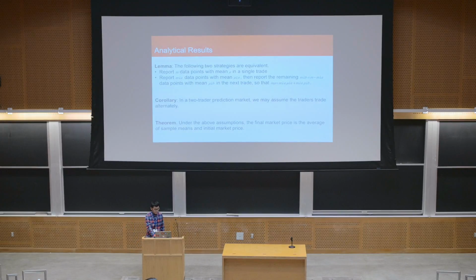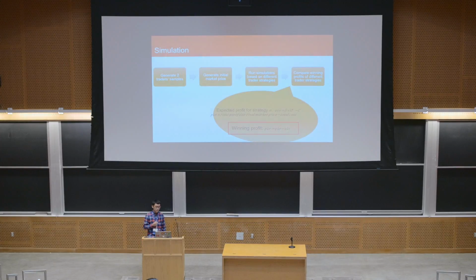To get to the results, we briefly mention some analytical results that we proved. First of all, we can assume that the traders trade alternately. Then another very strong theorem is that under our assumptions, the market always achieves information aggregation. That is, the final market price will be the average of the traders' respective sample means and also the initial market price. But the question here is whether such an aggregation process is efficient.